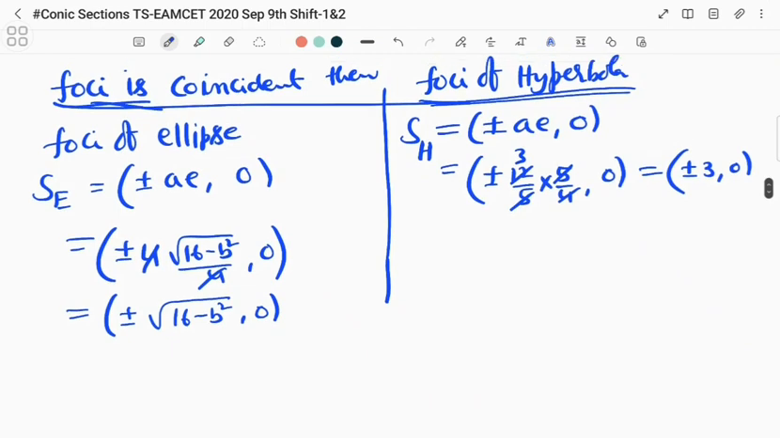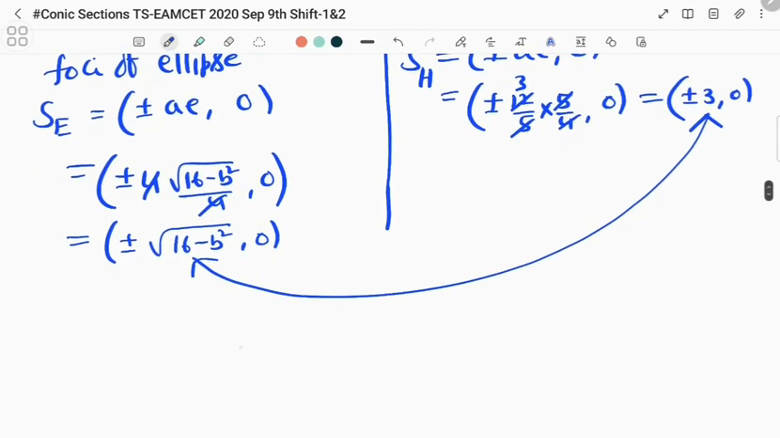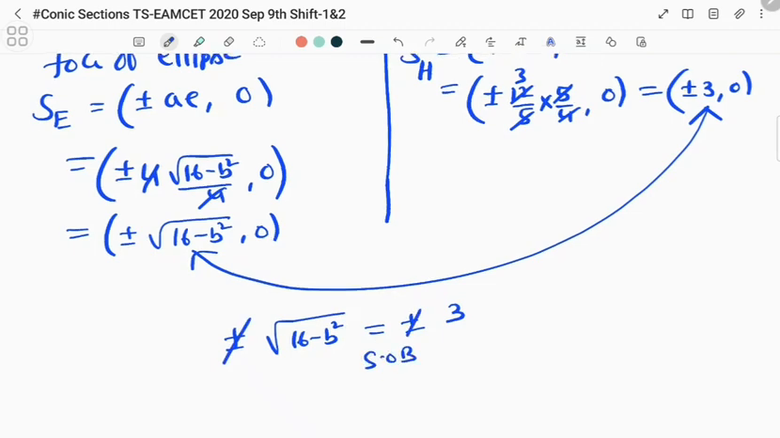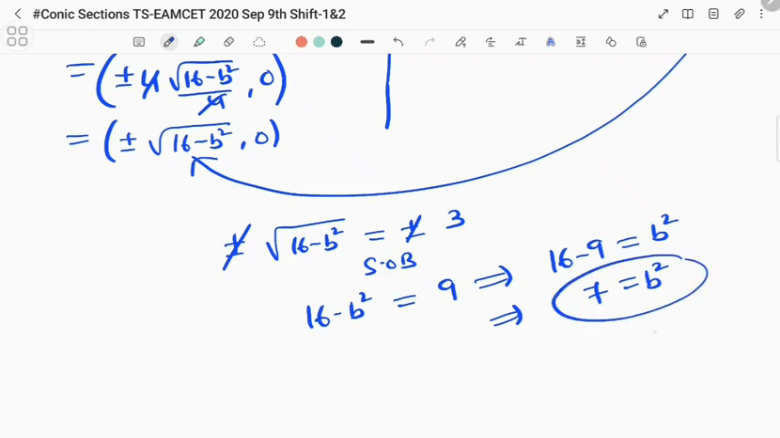After that, foci coincident they are saying. So these two are equal. So plus or minus root 16 minus b square is equal to plus or minus 3. Plus or minus cancel, squaring on both sides. 16 minus b square is equal to 9. That implies 16 minus 9 is equal to b square. 16 minus 9 means 7. 7 is equal to b square. This is the right answer, dear students.